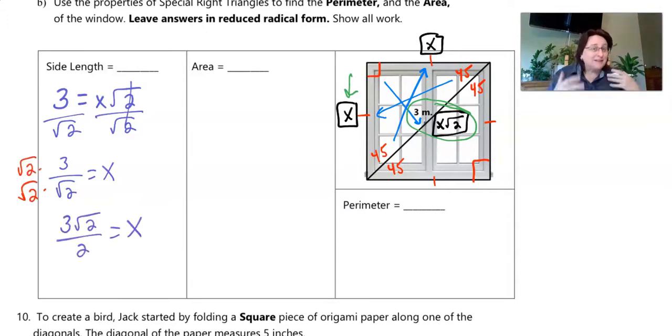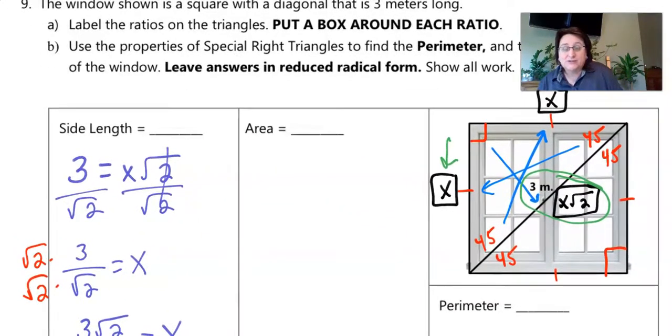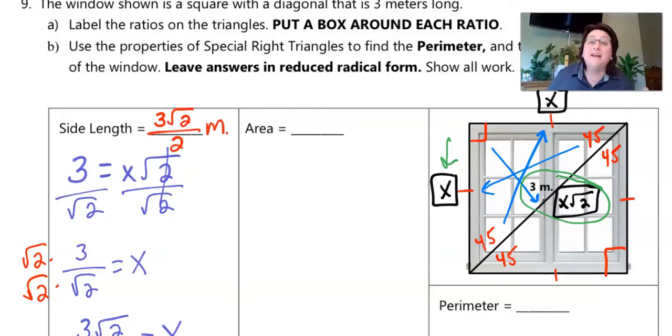Okay, the more we practice this, how are you guys doing? Hopefully you should have gotten for the side length, and this is just for the side length, 3 square root 2 over 2. And guys, remember, it's in meters. We got to remember those units. So 3 square root 2 over 2 meters. That is the side length.